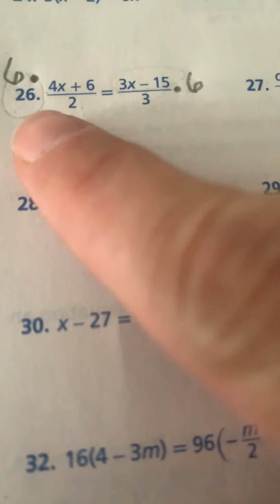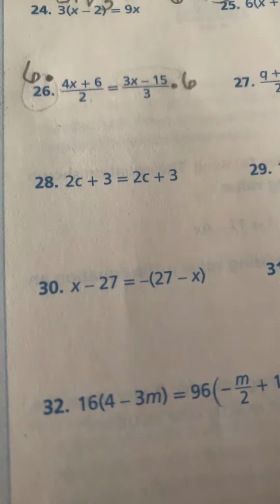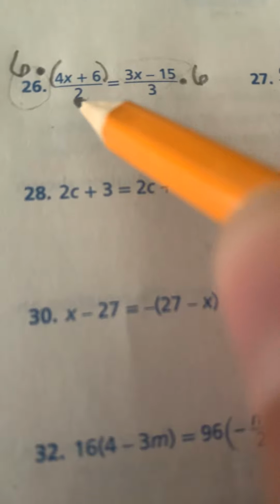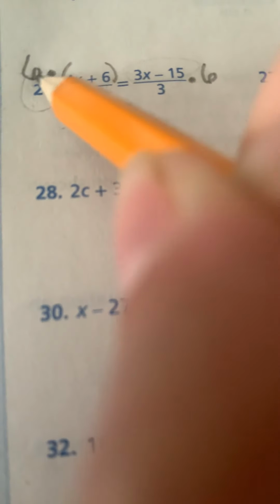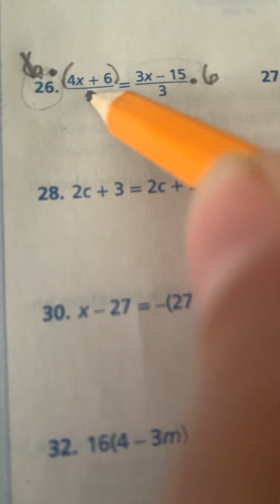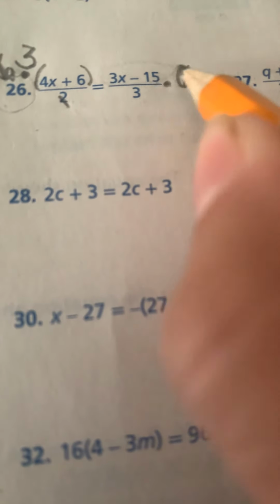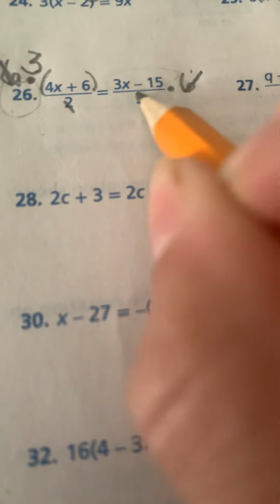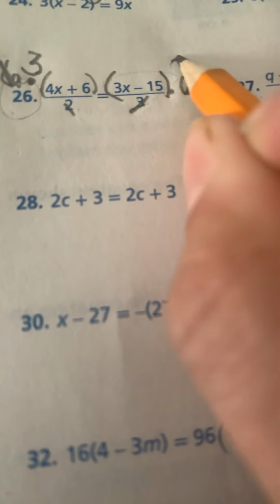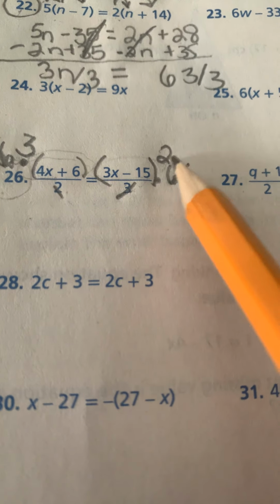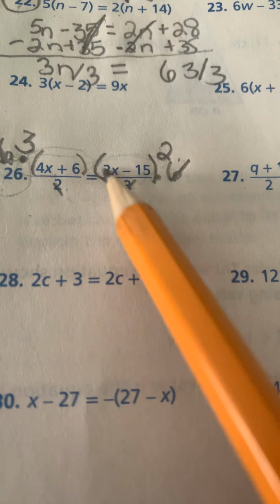And I'm going to do times 6 on this side too. Since all of this is going to get multiplied by 6 and then divided by 2, I can just take the 6 and divide it by 2 right now. And that gives me a 3. And then 6 divided by 3 gives me a 2. So now I just have to take the 3 and multiply it by everything here, and the 2 and multiply it by everything here.